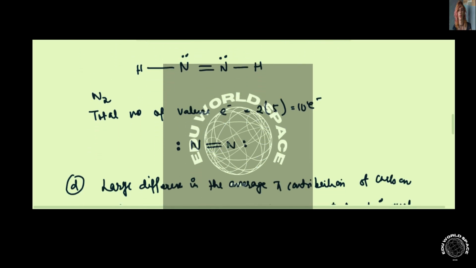Now the Lewis structure of N2. The total number of valence electrons can be calculated as 10, and the structure can be drawn as this. Here each N atom has 1 bonding domain and 1 non-bonding domain. The electron domain geometry of N2 is linear, thus N is sp hybridized.